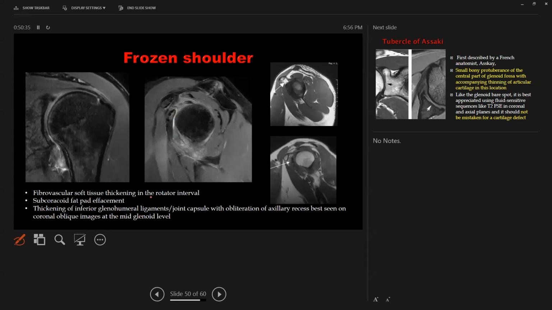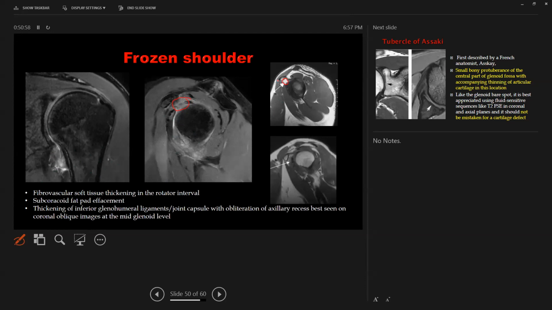One is the fibrovascular soft tissue thickening in the rotator interval. As you can see here, in the rotator interval, there is a lot of edema, and fibrovascular soft tissue thickening is there. Sometimes you can see this on the ultrasound. And there is a subcoracoid fat pad, you can see here.